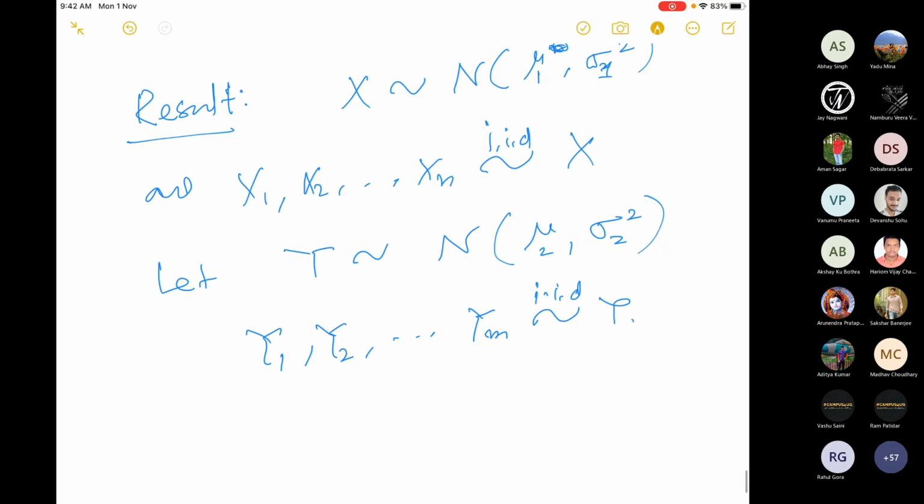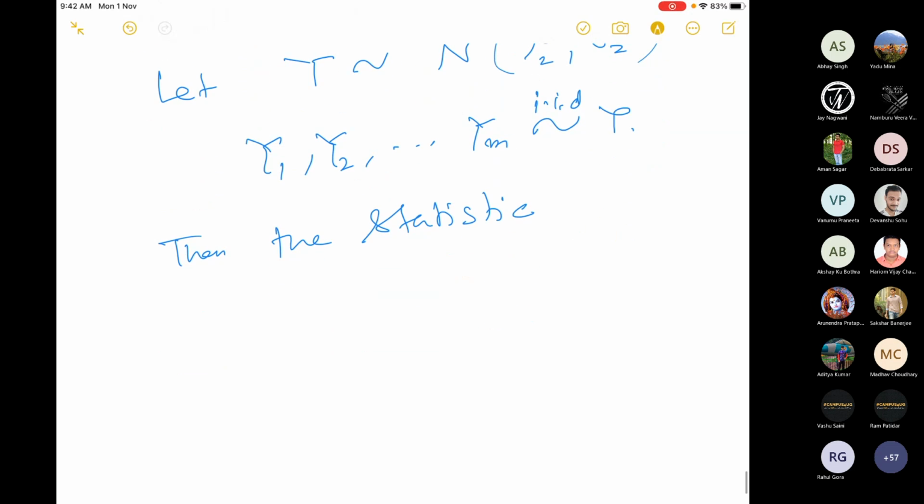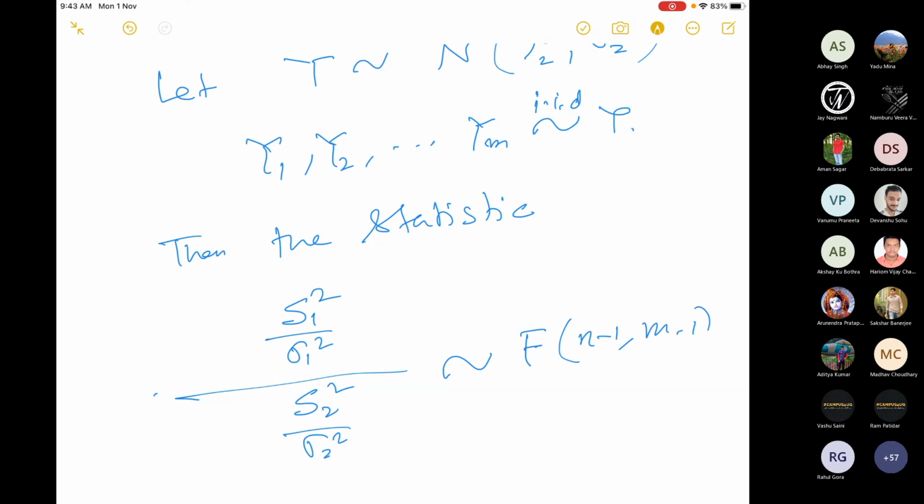Now let us consider the statistic. This is what makes the F distribution important, because the F distribution can be seen as a ratio of sample variances corresponding to a normal population. The statistic, S1 square by sigma1 square divided by S2 square by sigma2 square, is F with n minus 1 and m minus 1 degrees of freedom.